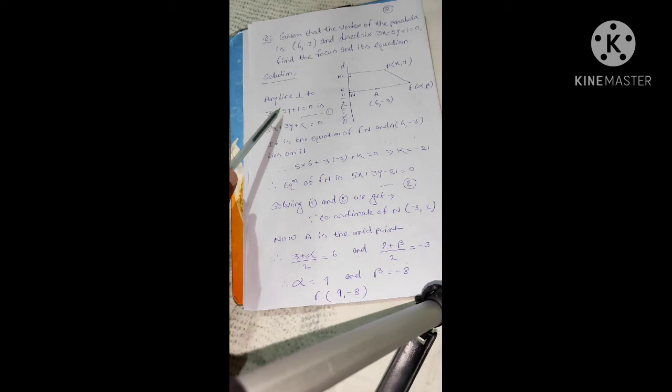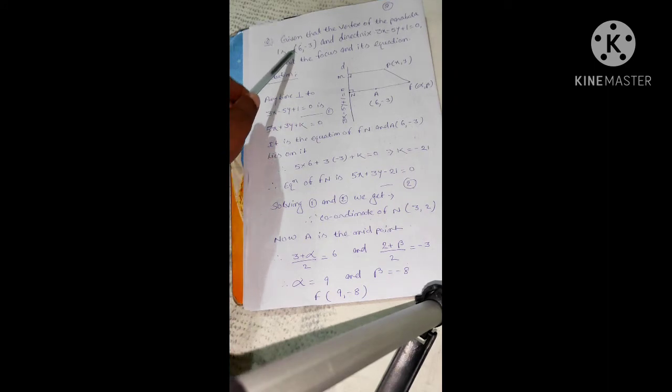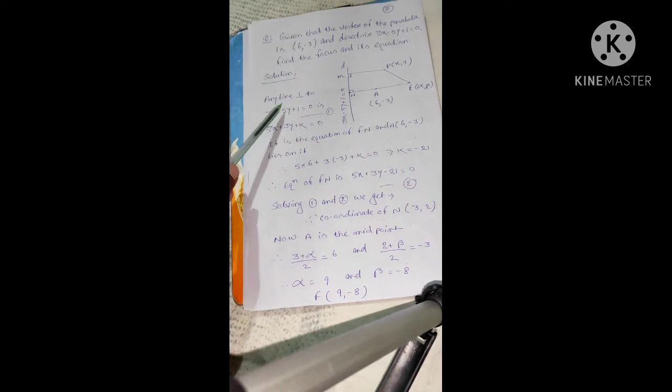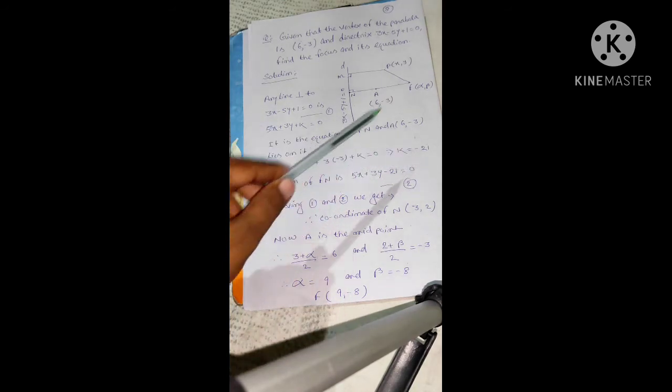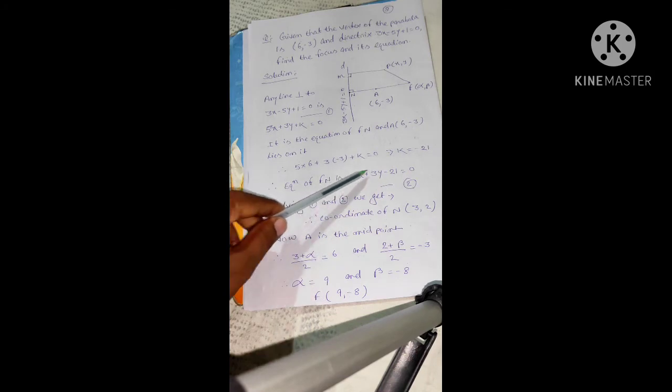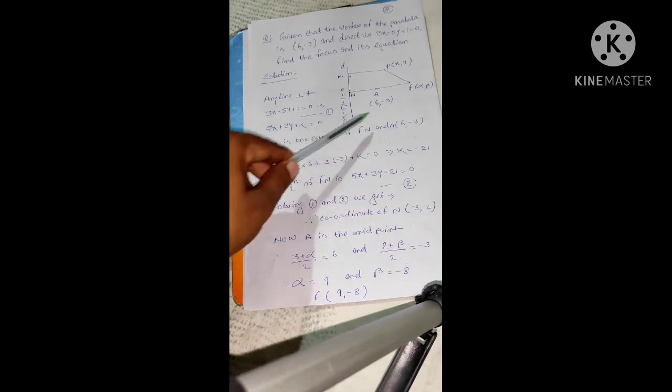So here the coefficient is 5, which I have written with x, and here the coefficient is 3, which I have written with y, and in place of 1 I have written k equal to 0. We got the equation. Now since this line passes through (6, -3), because the vertex will lie on it, if we put this in, we will get the value of k. Now we got the equation of FN.